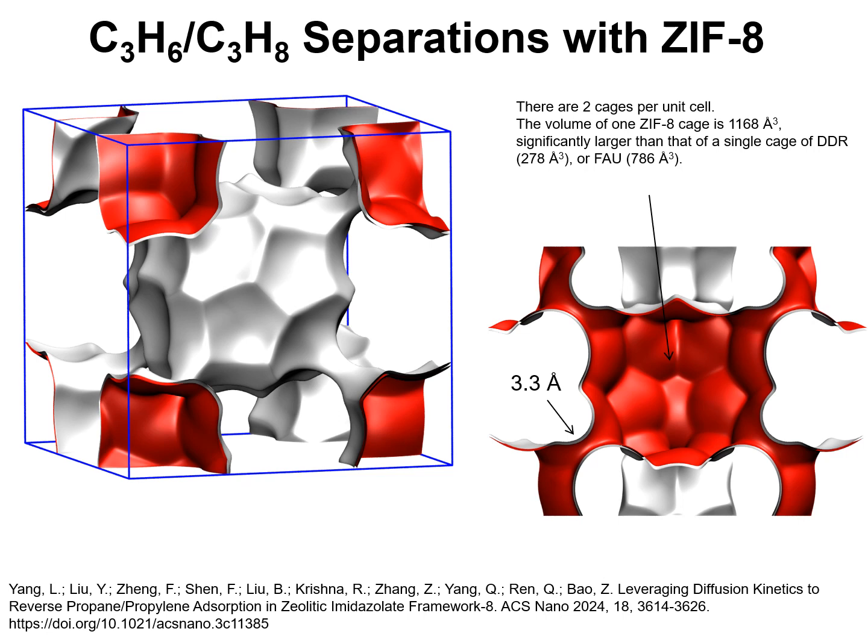This shows the crystal structure of C3H8. Per unit cell, there are 2 cages. The volume of 1 cage is 1,168 cubic angstrom. The cages are separated from adjacent cages by windows that are 3.3 angstrom in size. This is the crystallographic size of the window aperture. The size of a single C3H8 cage is larger than the single cage of a DDR zeolite or even faujasite.